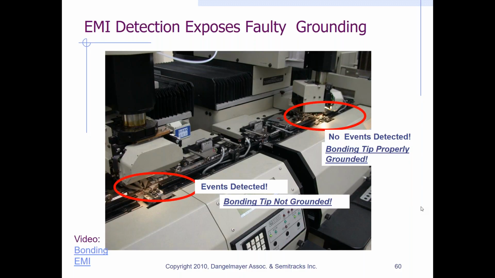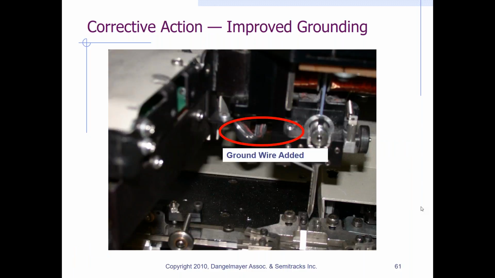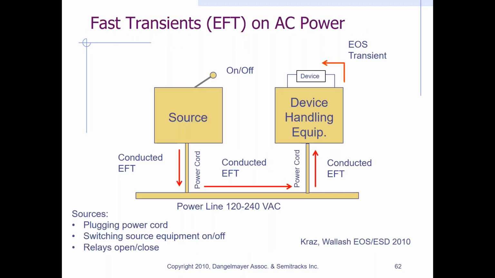And there are a lot of places where faulty grounding can be a cause. This is one of our own case histories where we actually found poor grounding at wire bonding by using event detection. And event detection is a great tool for this type of surveillance. We could talk about that in another whole webinar. Next slide, please. Here's the corrective action for that case, where once the grounding was improved, the events captured by the event detector went away. Next.